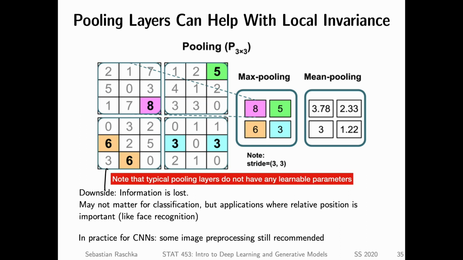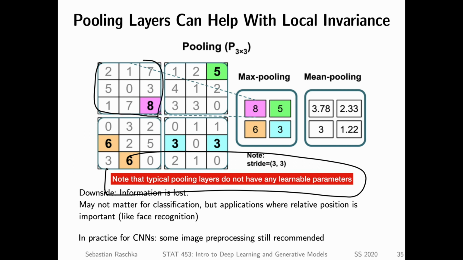One more thing I should highlight because it's often forgotten. The pooling layers themselves, they don't have any parameters, right? So there's nothing we can learn here. This is just a max operation where we just pick the largest value, and there's no weight parameter, nothing to learn. So these pooling layers are also very cheap, basically.